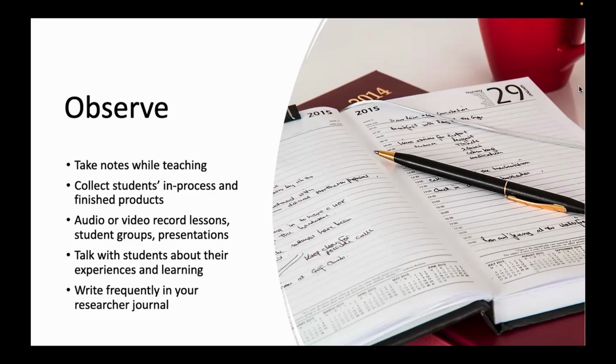So it is research, you're collecting data. But another really important piece is this last point. You should also be keeping a teacher reflection journal, because as the teacher and the researcher, what you are doing and how you feel about it is an important data point.